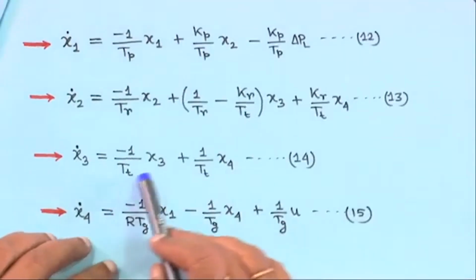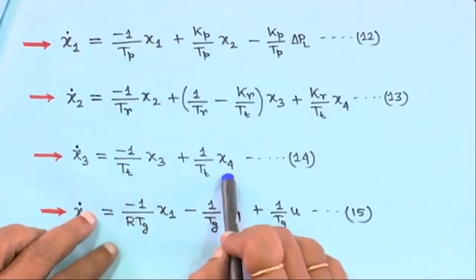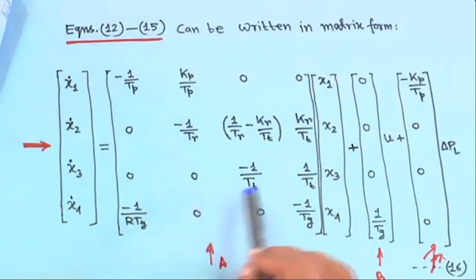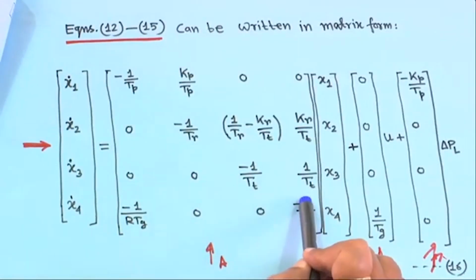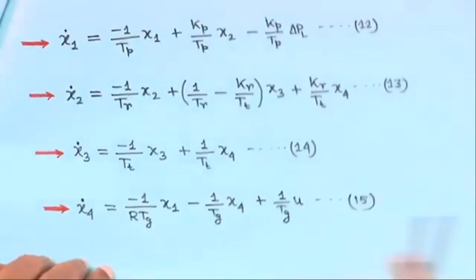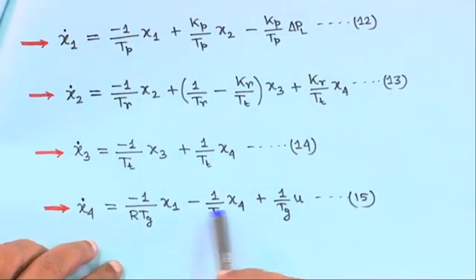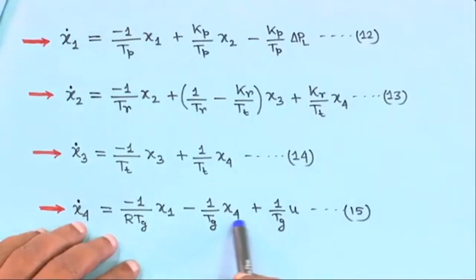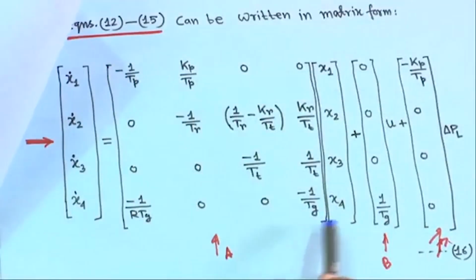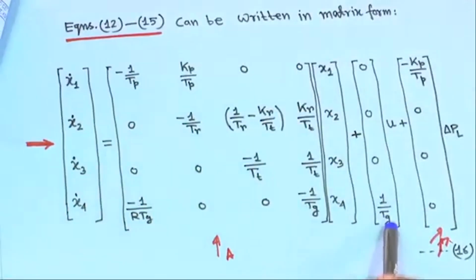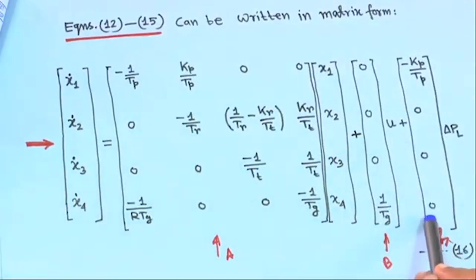For the third row, only x3 and x4 are involved, everything else is 0. So x1 is 0, x2 is 0, it is minus 1 upon Tt and 1 upon Tt for x3 and x4. For the last row, x1 and x4 are involved, x2 and x3 are not, both with minus signs: minus 1 upon Rtg, 0, 0, and x4 has minus 1 upon Tg, and u has 1 upon Tg, while the disturbance term is 0.